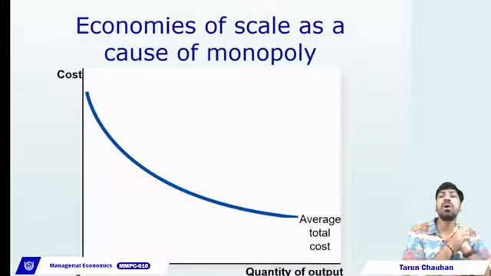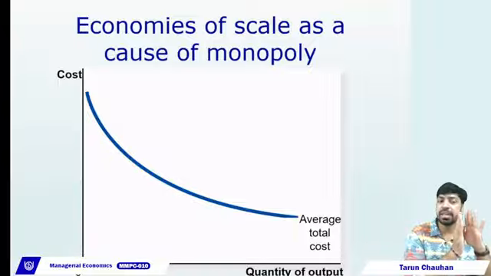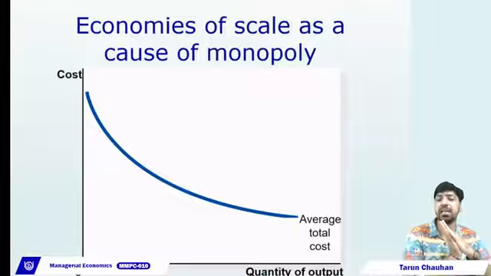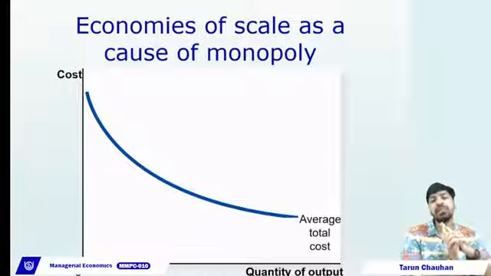So this is called economies of scale as a cause of monopoly, where the average total cost goes on declining. Why is the average total cost declining in the case of monopoly? Due to the economies of scale, where it declines at an increasing rate, and eventually it declines at a decreasing rate. Why this shape? In another word, it is called a rectangular hyperbola. So that's the main reason economies of scale could exist in the average total cost.